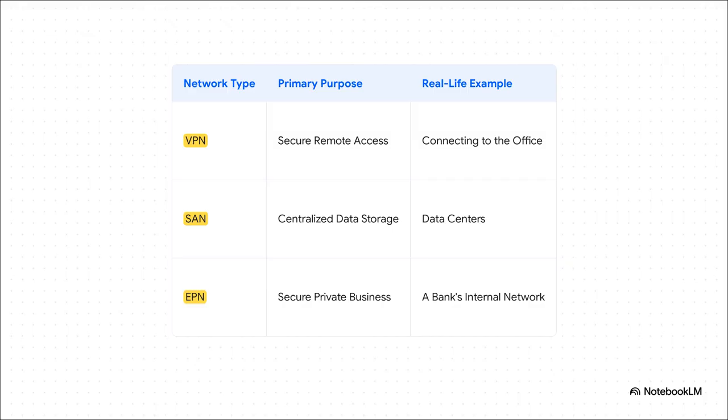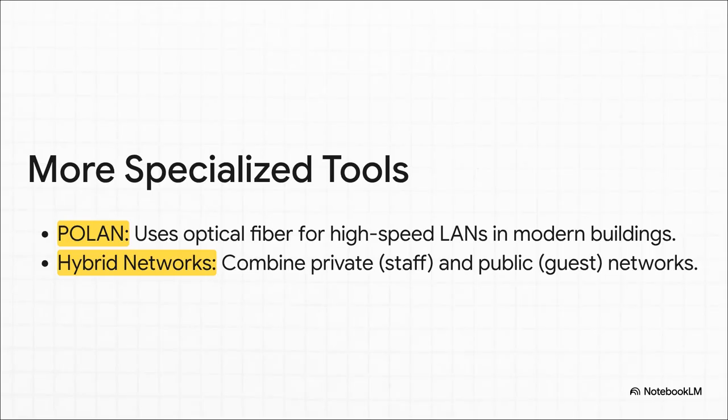Then you've got things like a SAN, a storage area network, which is all about giving huge data centers ridiculously fast access to their information. And for top-tier security, a place like a bank will use an EPN, an enterprise private network, to keep their internal communications completely locked down and private. And believe it or not, it gets even more specialized. There's something called a POLN, which uses fiber optics to create lightning-fast networks inside modern buildings. And you've almost certainly used a hybrid network. Think about a university or a cafe that has one secure network for staff and a totally separate public Wi-Fi network for guests, like you.